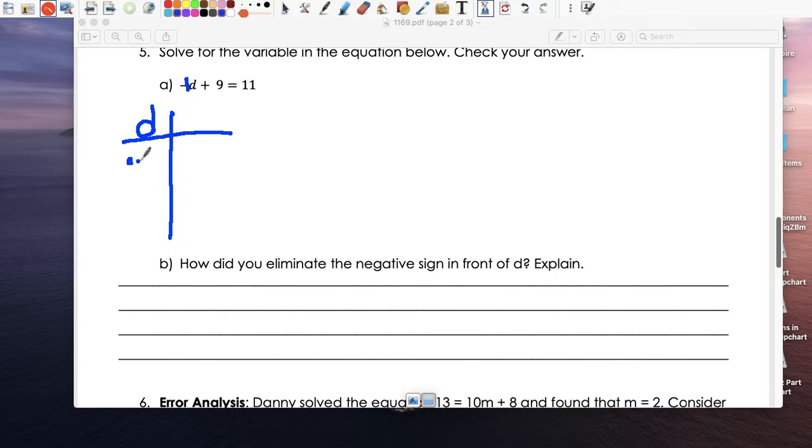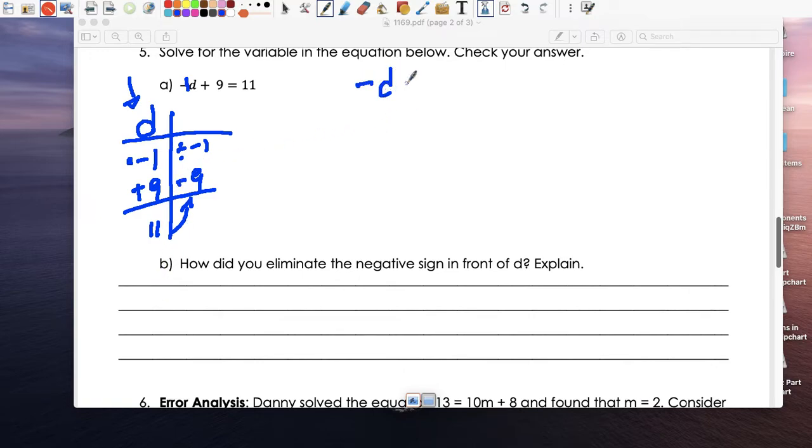D is being multiplied by negative 1. We add 9, and then it gives us 11. So it becomes a two-step equation. The inverse operations that we're going to use to find our starting number: first we're going to subtract 9 from each side, and then we're going to divide by negative 1. Okay, so let's do that.